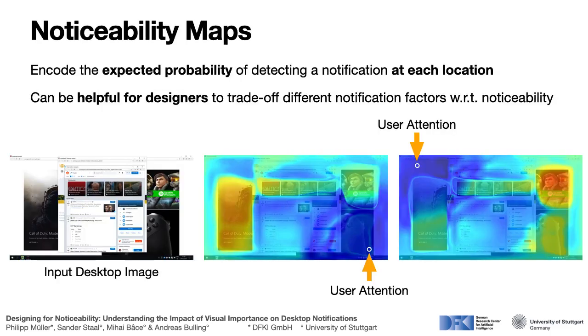To visualize the expected noticeability for each location on the desktop, we propose noticeability maps. These can be helpful for designers when trading off different notification design factors with respect to noticeability. In this example, we show noticeability maps for notifications with medium size and opacity. Regions with high expected noticeability are shown in blue, and regions where a notification might go unnoticed are shown in red. Note how the visualization changes in response to the different attention focus of the user.